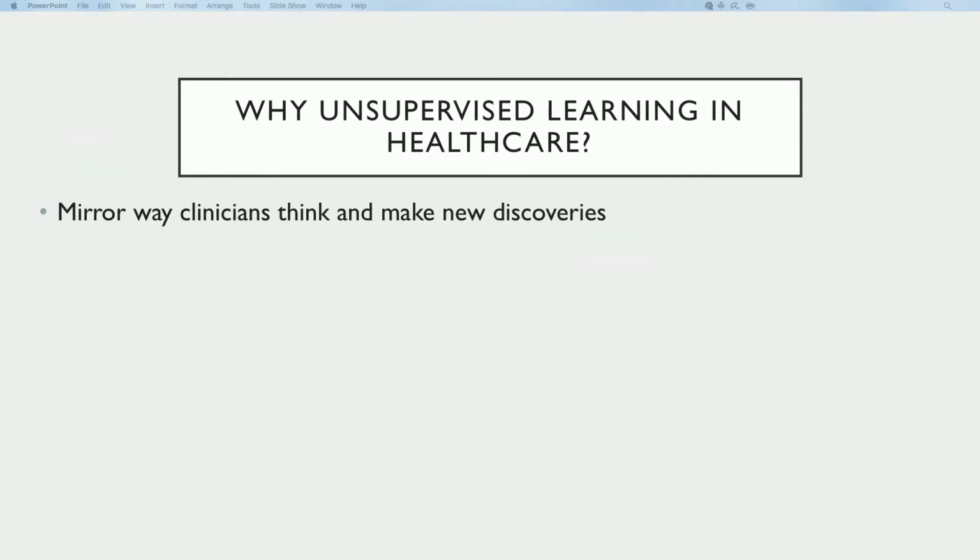It, for starters, mirrors the way clinicians think and make new discoveries, right? So when clinicians are encountering new populations or new sort of associations of illness, the first thing they do is just sort of look at the data set as a whole and see what jumps out at them. Or maybe they begin to form hypotheses as they see individual patients and they begin to realize over time, some of these patients are related to others, even if I don't know why. That's exactly what unsupervised learning does.